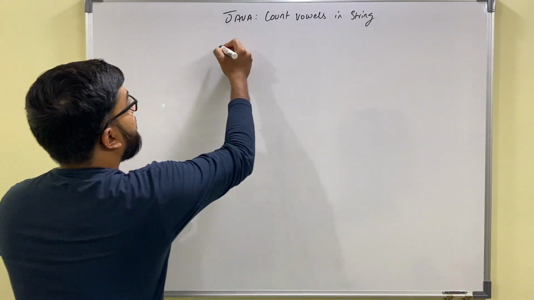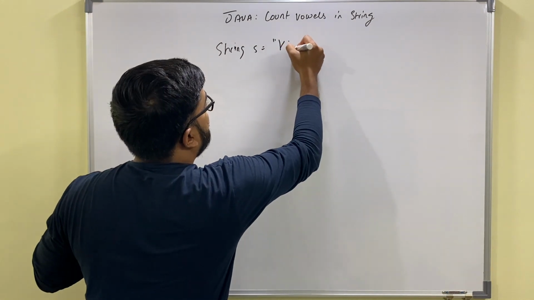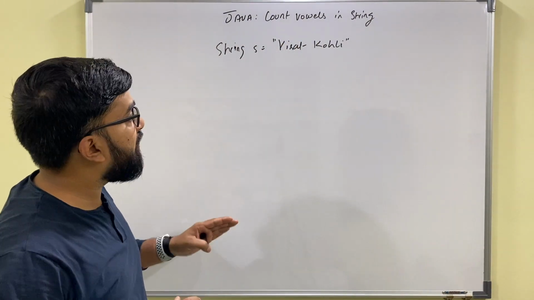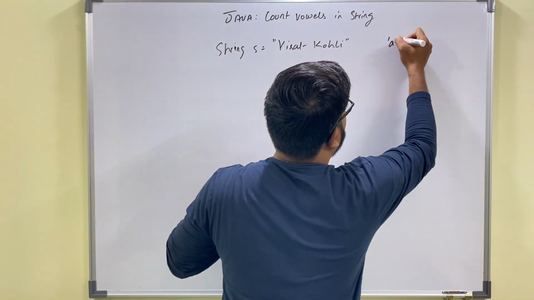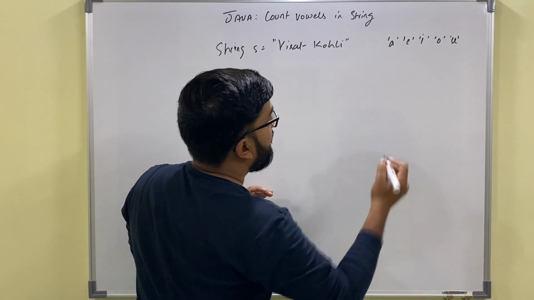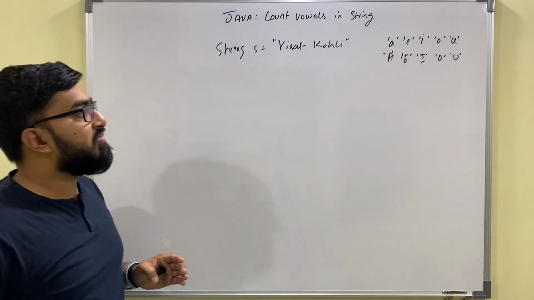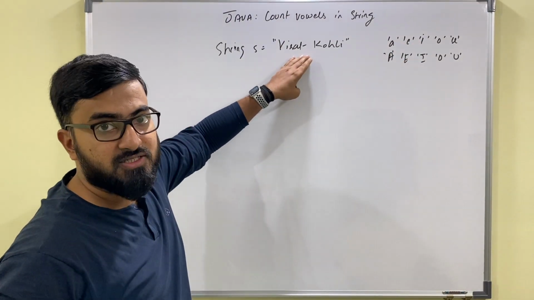So let me take a string, say string s. My job is to count the number of vowels in this string s. So what are our vowels? A, E, I, O, U, and the same in uppercase. We need to count how many of these in total occur in the string.